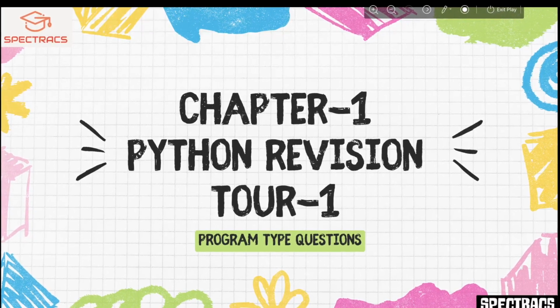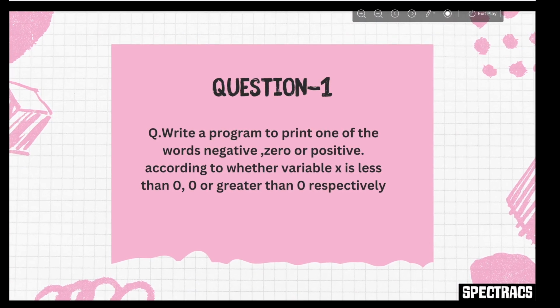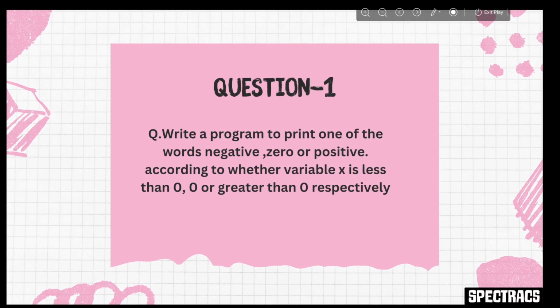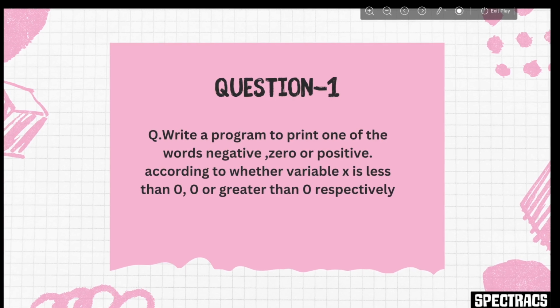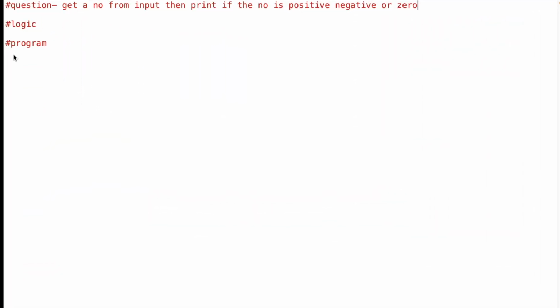Python revision 2.1 of class 12 chapter 1 program type questions. So let us begin. Write a program to print one of the words negative, 0 or positive according to whether variable x is less than 0 or greater than 0. Let us get the input. n = int(input("Enter number")).